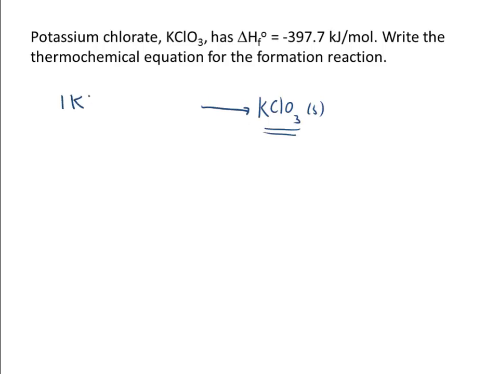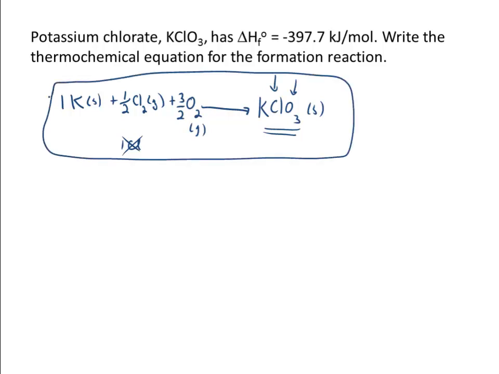So you're going to need 1 potassium, and potassium's natural state is a solid. You need 1 mole of chlorine for every mole of potassium chlorate. Chlorine is a diatomic, so you're going to have to use half a mole of chlorine gas. You can't just use 1 chlorine there, because chlorine actually exists as Cl2. You need 3 moles of oxygen atoms, and oxygen exists as O2, so you're going to need 1.5 moles of O2 gas. And that is the formation reaction that goes along with the heat of formation value. So delta H for that reaction is the delta H of formation, which is minus 397.7 kilojoules per mole.